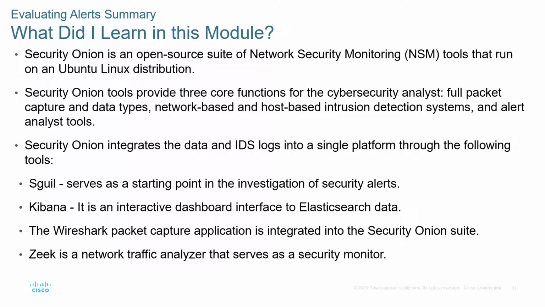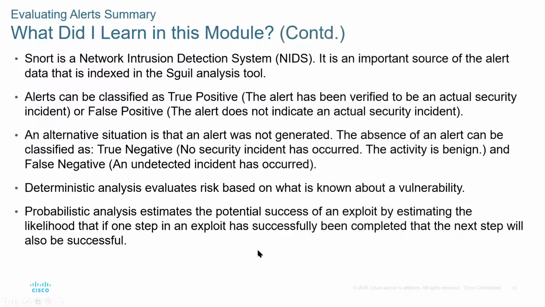SQL, again, is going to be your starting point for your investigations and looking at security alerts. You may then pivot to Kibana, which is an interactive dashboard interface to the Elasticsearch data. The Elasticsearch data is the combination of all the logs that come in and then get classified within a database. Then you can use Wireshark in order to do packet capture analysis integrated within Security Onion. And then Zeek is going to be your network traffic analyzer and serves as your security monitor. Snort is going to be your network intrusion detection system. It's an important source of alert data that's been indexed by the SQL analysis tool.